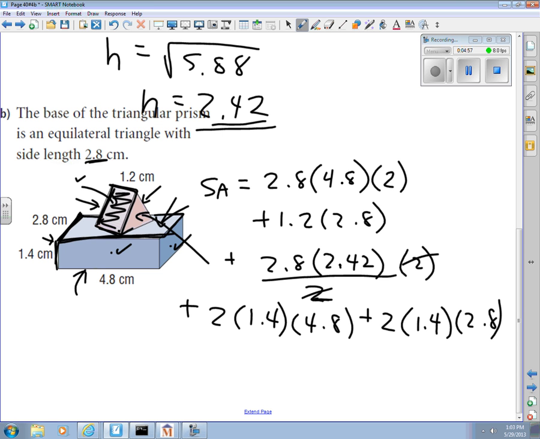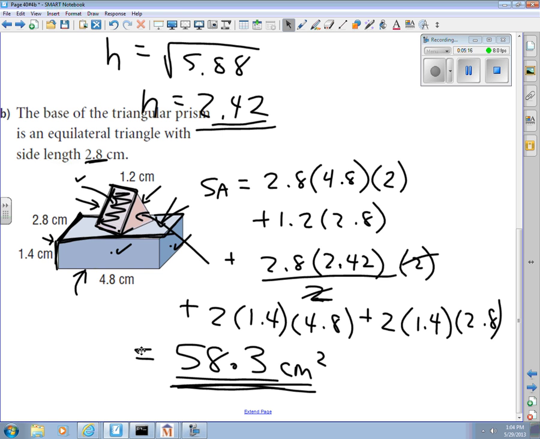A lot of decimals here, so I think I'll go to my calculator and punch buttons. Okay, after punching buttons, we ended up with 58 point, it actually ends up being 29 and change, but we'll round it to 58.3 centimeters squared, and that's what we're supposed to get according to the back of the book. So that's that question.